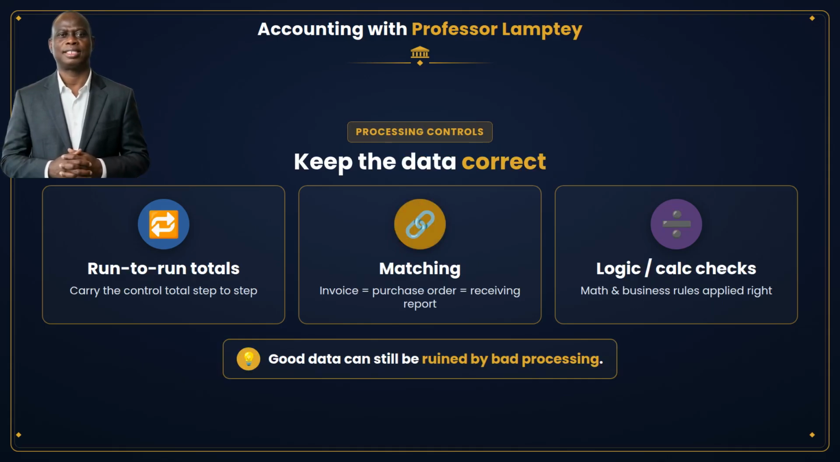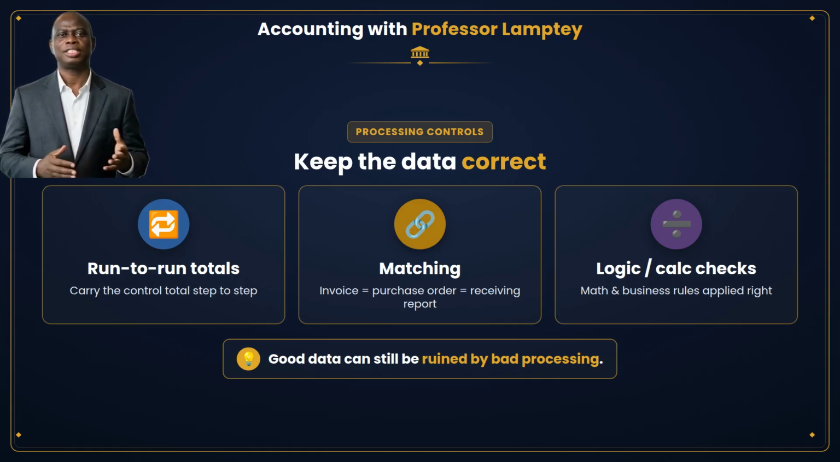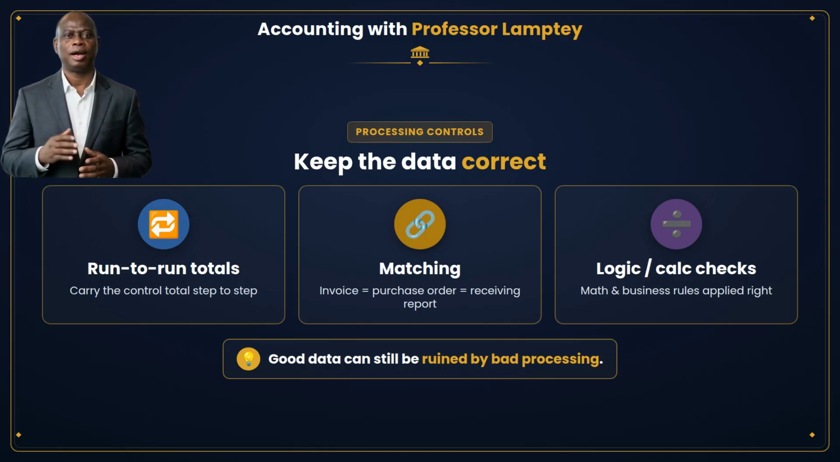Stage 2, processing controls, handling our invoice correctly now that it's inside. The system posts it to the correct accounts: debit accounts receivable, credit sales revenue, and logic checks confirm the math and the rules. Run-to-run totals carry a control total from step to step, confirming nothing was lost along the way. And matching checks that related records agree, our invoice against the sales order and the shipping document behind it. It's the same principle anywhere records must line up. Good data can still be ruined by bad processing. These controls make sure our invoice lands exactly where it should.